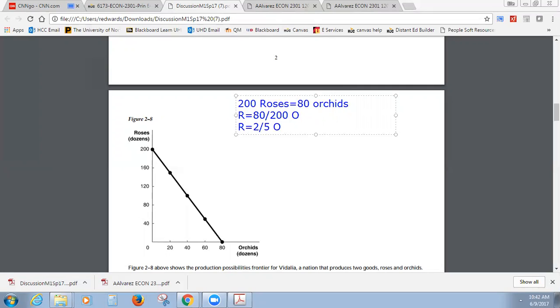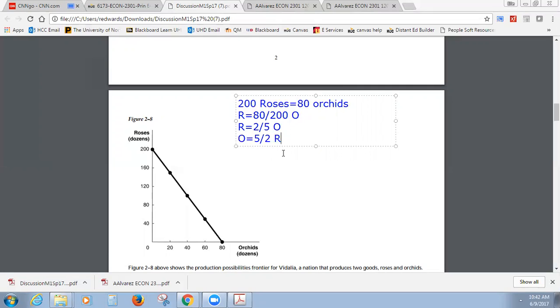of an orchid. And what that means is for every rose you produce, you're giving up 2/5 of a dozen orchids. All right, to figure out what orchids are in terms of roses, what's nice about these problems is that because I only have two goods, they're reciprocals of each other. And what I mean by that is if you wanted to figure out what orchids are, you just set it equal to 5 halves a rose.